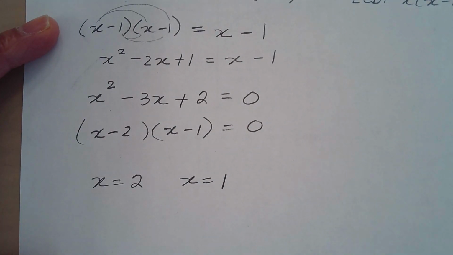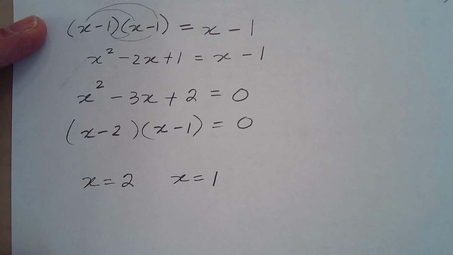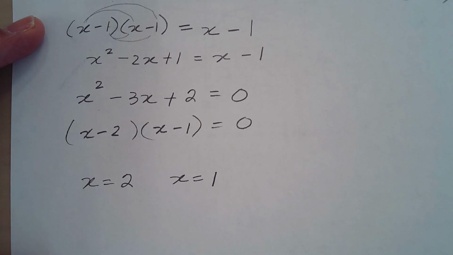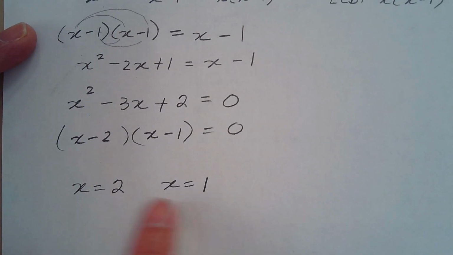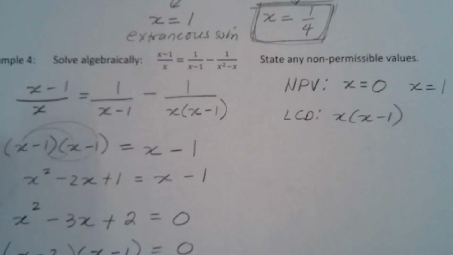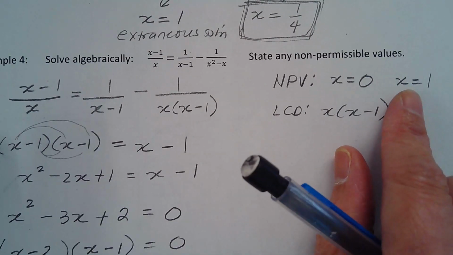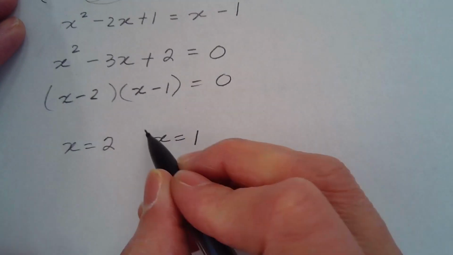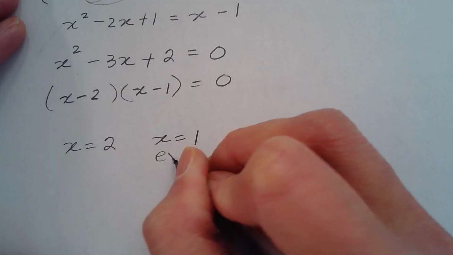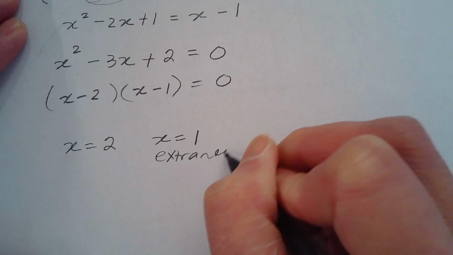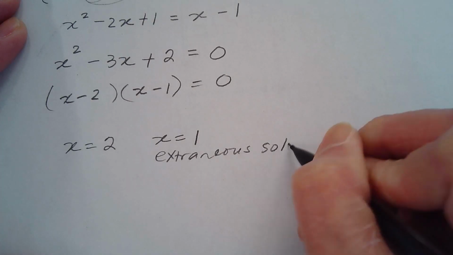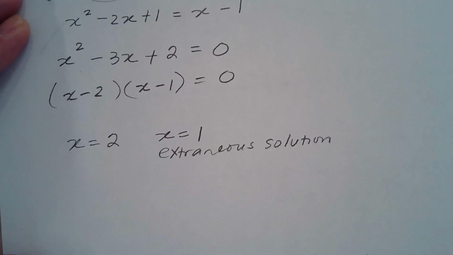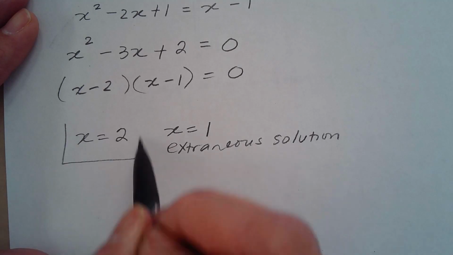Now, any contradiction? Yeah, you see a contradiction in here. It says this is our solution, but if we come back up here, x can't be 1. So this one is contradicting. So this one is our extraneous solution. So it looks like our solution is just the 2.